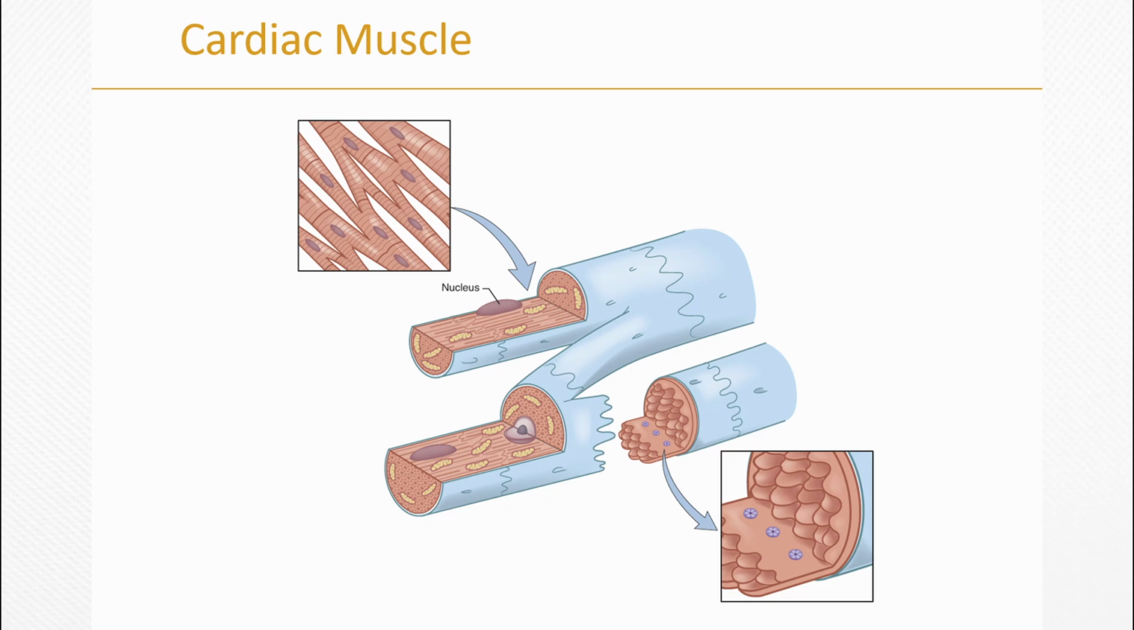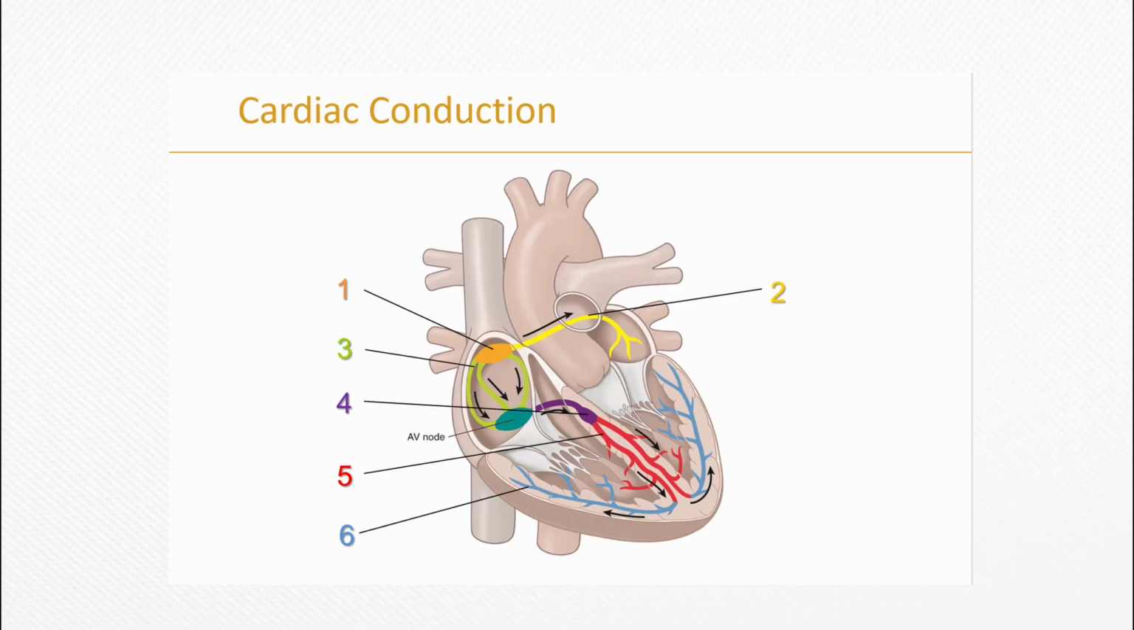Other than that, the cardiac muscle differs structurally and physiologically from the skeletal muscle. Cardiac cells are short, fat, and branched. Each cell usually contains only one nucleus, just like most cells. Now we're going to look at cardiac conduction, essentially what I just talked about before, these electrical impulses that will cause the contraction of the heart.